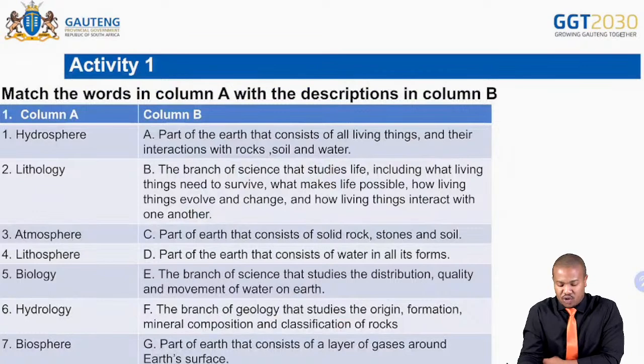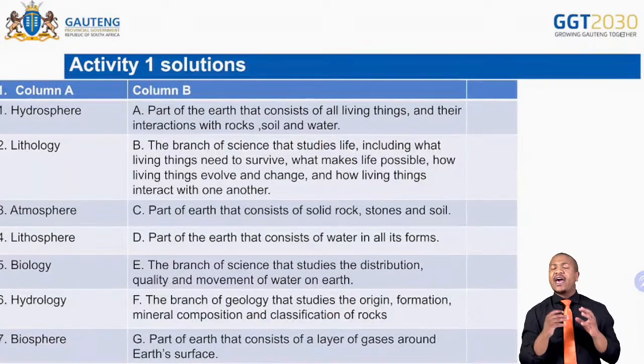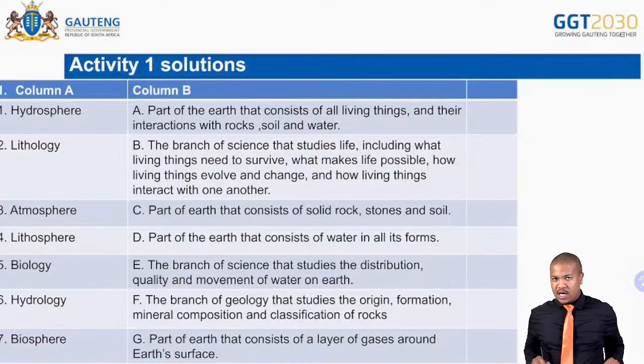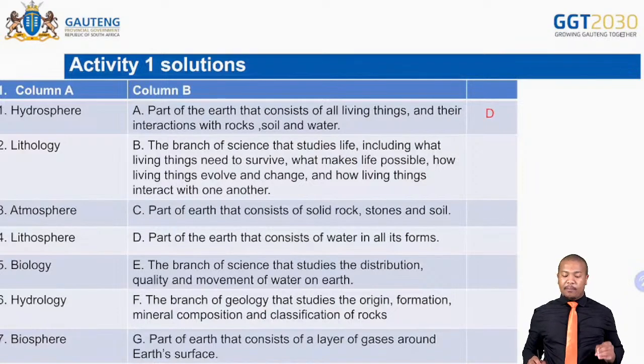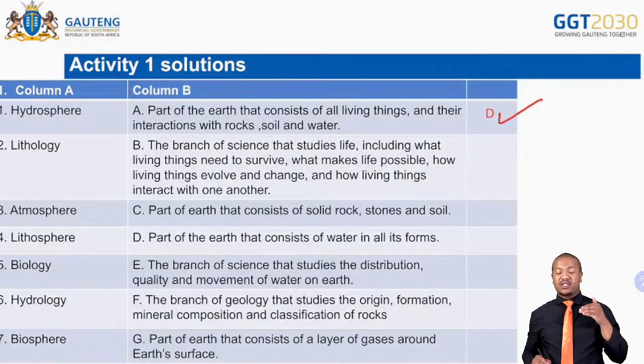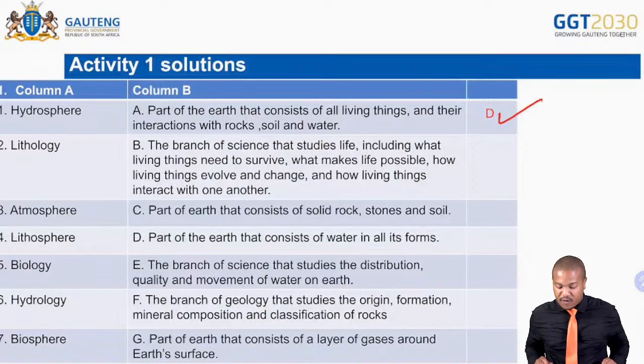So now let's look at the solutions together. You simply had to match column A with column B. So for our column A, number 1, hydrosphere, it corresponds to which one in column B? It corresponds to D. So hydrosphere is part of the earth that consists of water in all its forms. That is the hydrosphere. It corresponds with D.